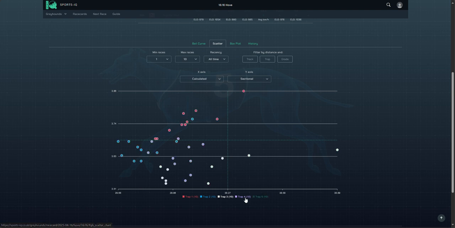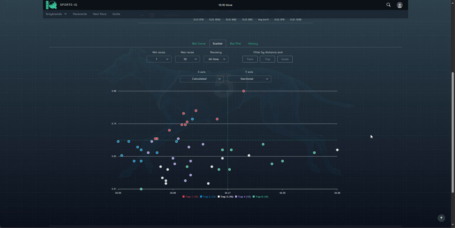So if we get rid of trap 6, 5 and 4 by clicking them at the bottom, you will see we can look at dogs individually against each other to help understand what will happen more clearly. Adding all the traps back in and looking at these scatters, I would be backing trap 2 to win or place, as it has great sectional times and by far the fastest average calculated times of all the dogs.